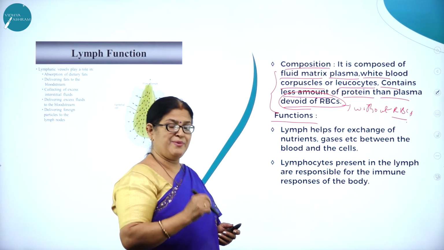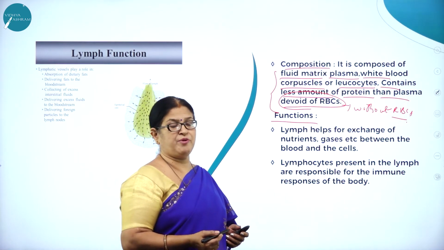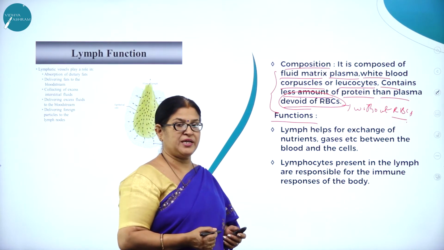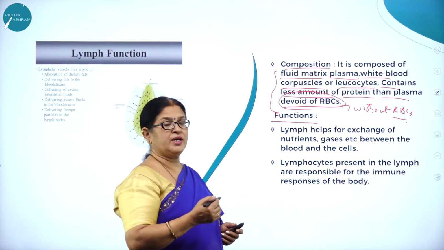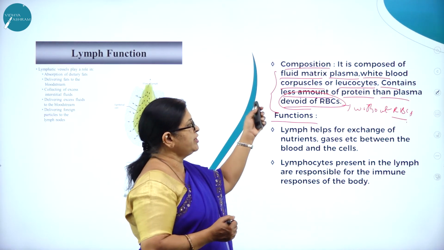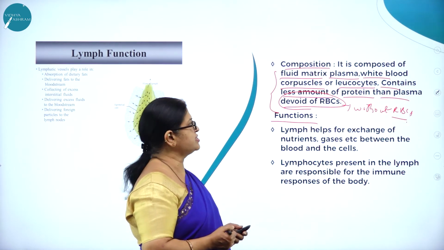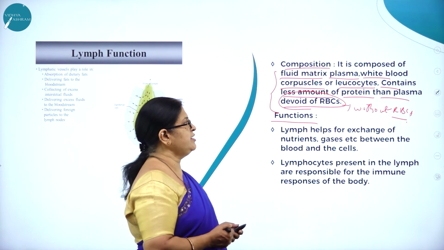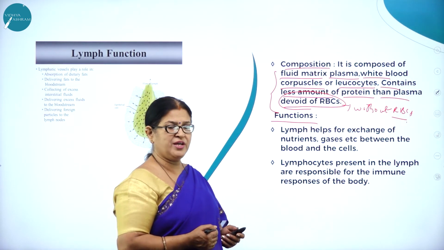So what is lymph chemically made up of? Just like what is blood made up of? Blood is made up of the liquid part called plasma and the formed elements or corpuscles. In a similar way, the lymph is composed of fluid matrix called plasma, white blood corpuscles or leukocytes, contains less amount of protein than plasma, and it is devoid of RBCs, not having RBCs.